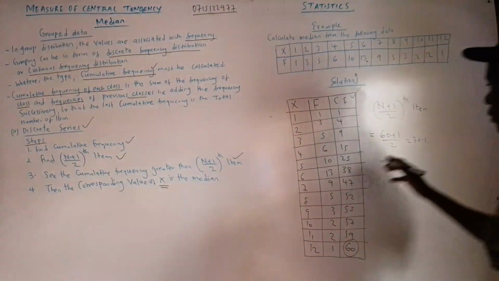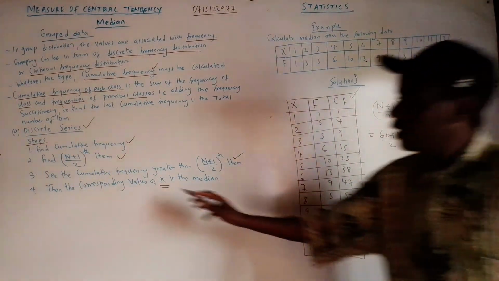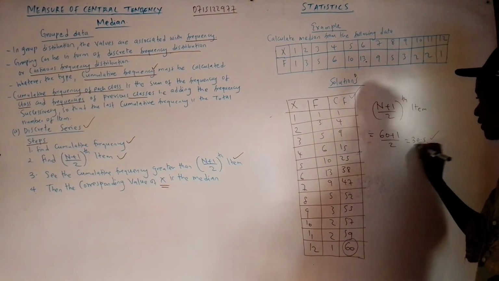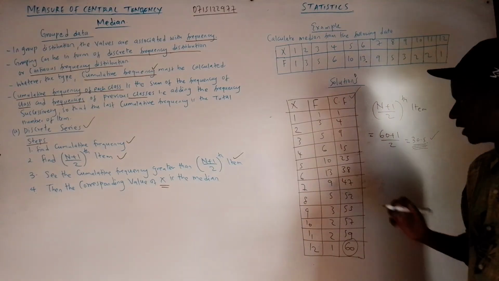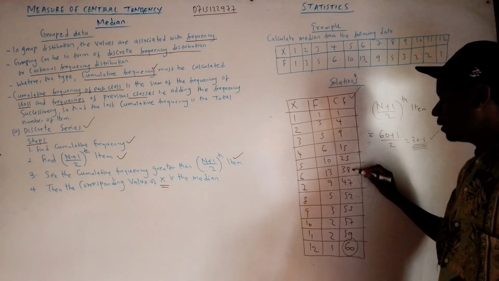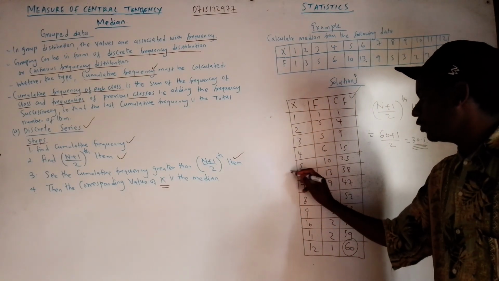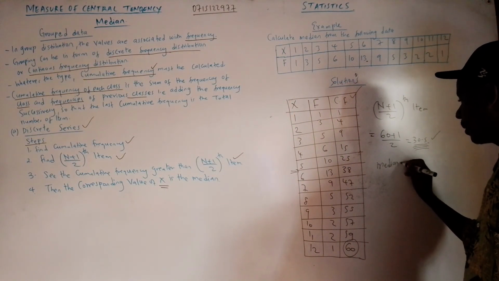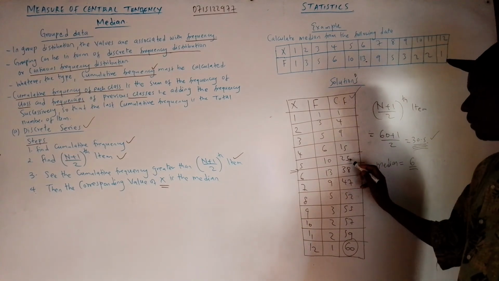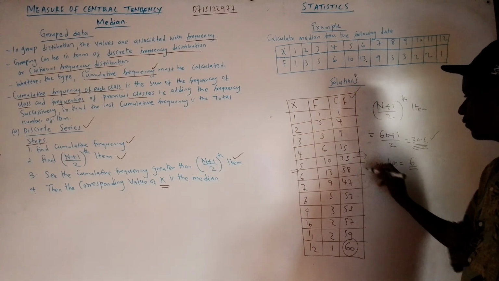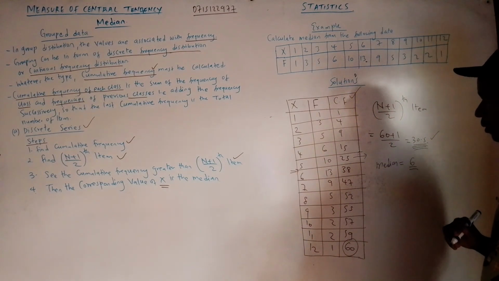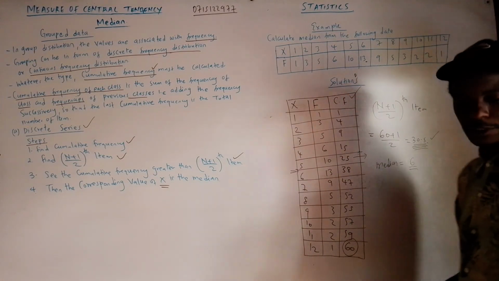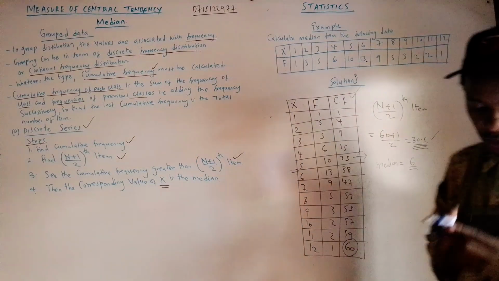Then we look for the cumulative frequency which is greater than 30.5. So where does 30.5 lie? It lies between 25 and 38. So it is within this point, meaning our median is 6. The number above 25 is 30.5. So the median in that case is 6. So that is for discrete.